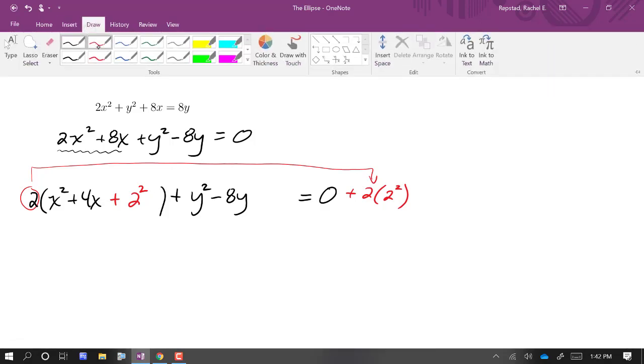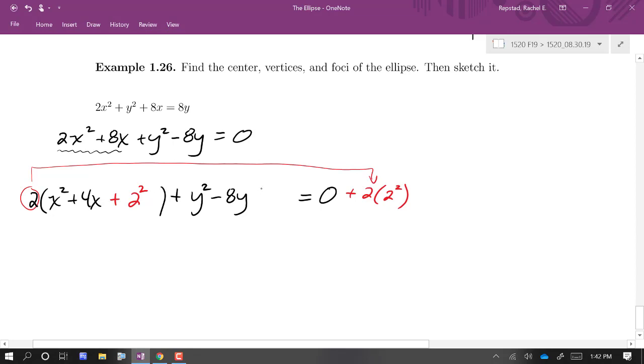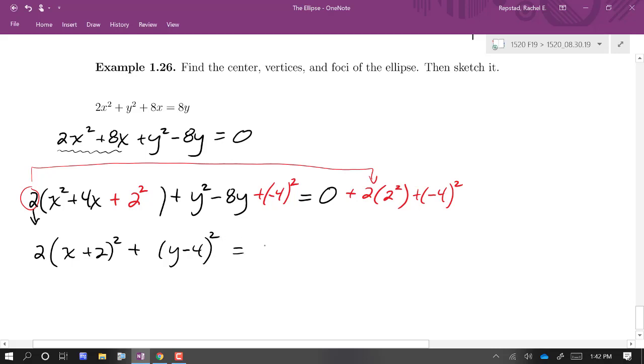What do we need to complete the square on y? Negative 4 squared. So now I got to bring this 2 down with us, don't forget it: x plus 2 squared plus y minus 4 squared, and then 16 plus 8 is 24. So we have completed the square.